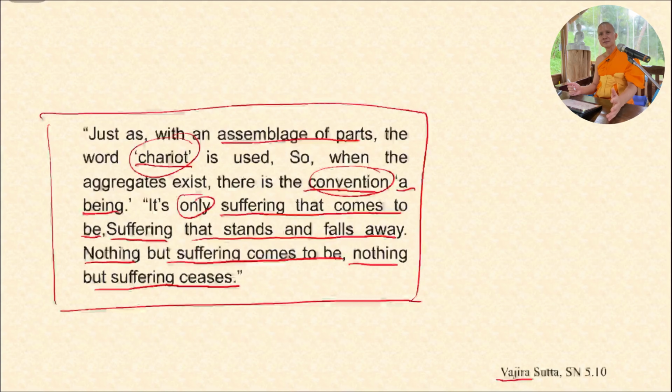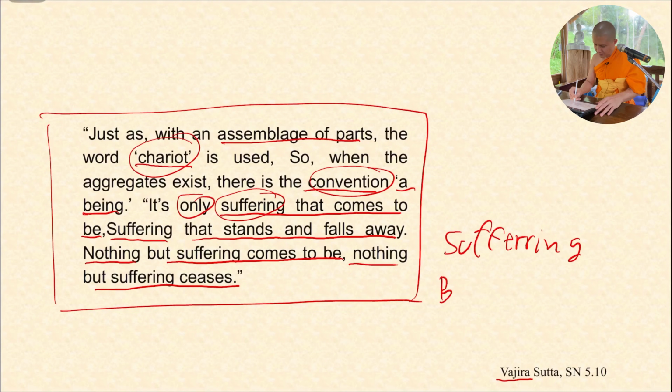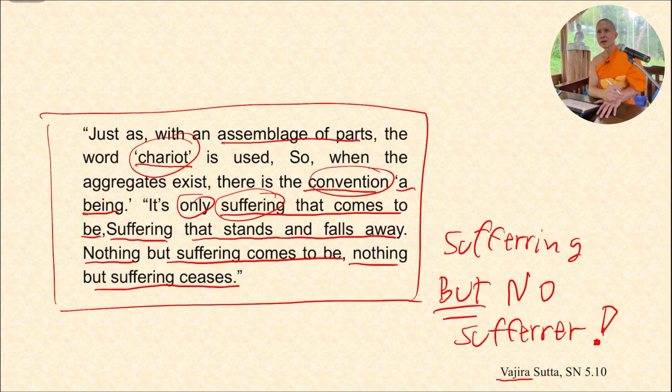And she goes deeper than that. She understood that the 5 aggregates have no control of their own. They're just things put together. And that is why she said, only suffering comes to be, only suffering stands and falls away. There's nothing that exists except suffering. So suffering exists, but no sufferer. Take this sentence with you and think upon it. From this verse, that's what she means. Suffering exists, but no sufferer.